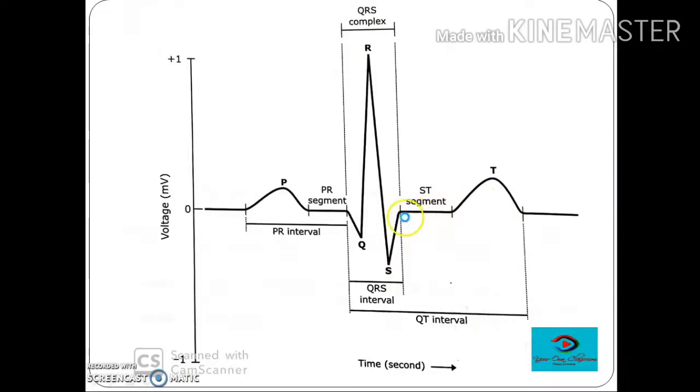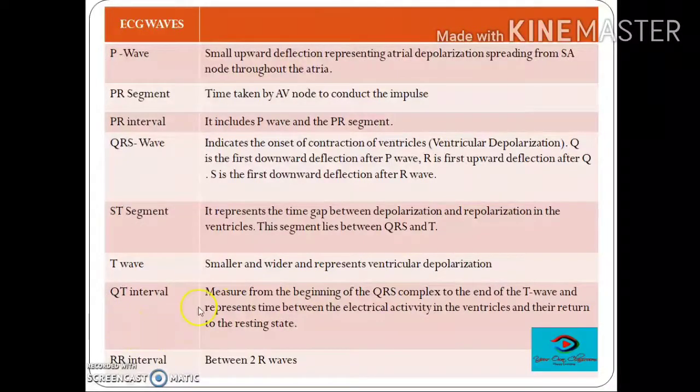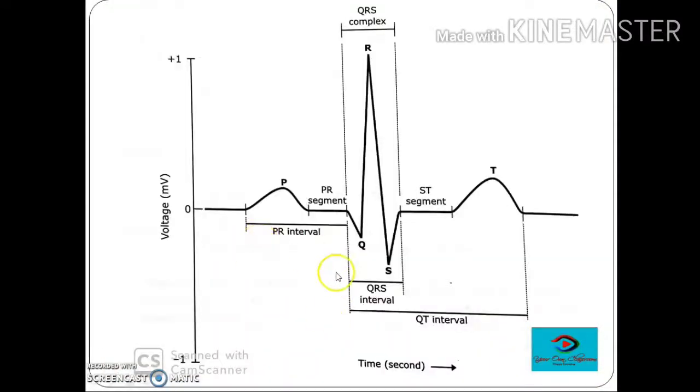Now there is the T wave. We have already seen that the T wave indicates ventricular repolarization or ventricular relaxation. Then there is the QT interval. The QT interval is measured from the beginning of the QRS complex to the end of the T wave, and it represents the time between the electrical activity in the ventricles and their return to the resting stage. So this is the QT interval. Basically, it indicates both the depolarization and repolarization of the ventricles, meaning both the contraction and the relaxation of the ventricles.